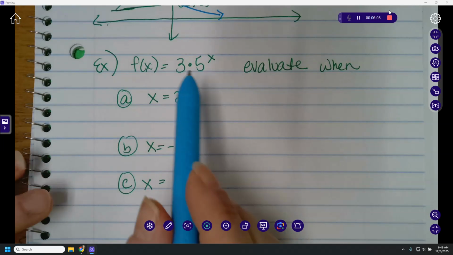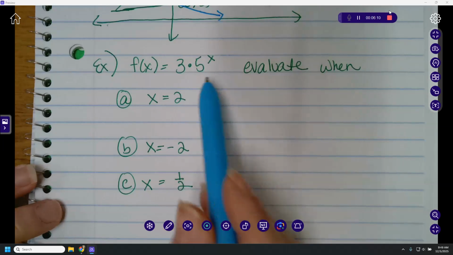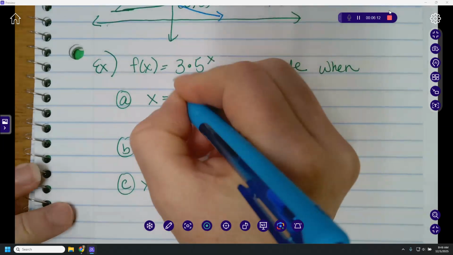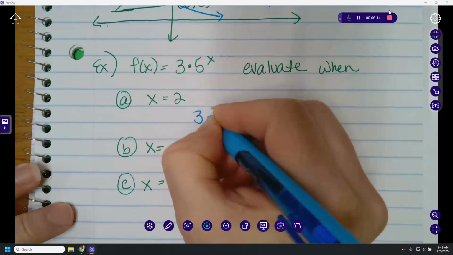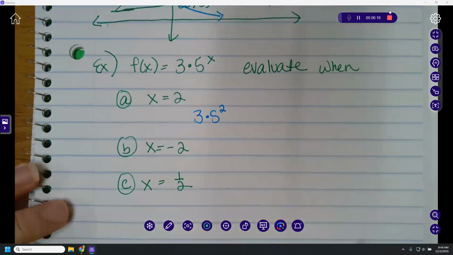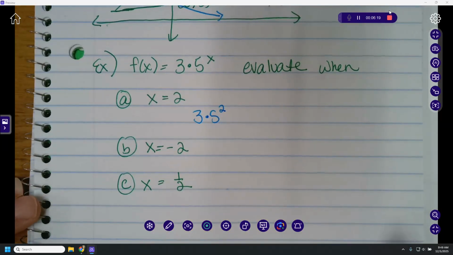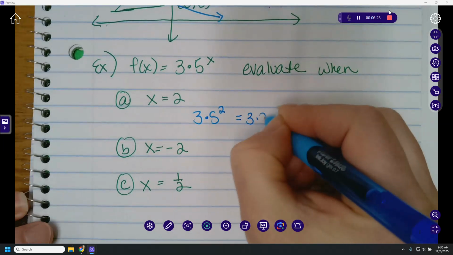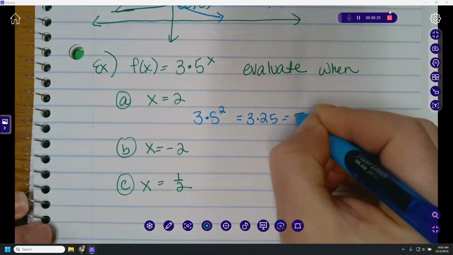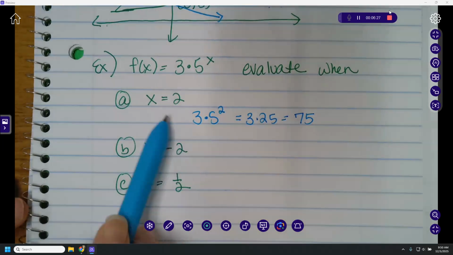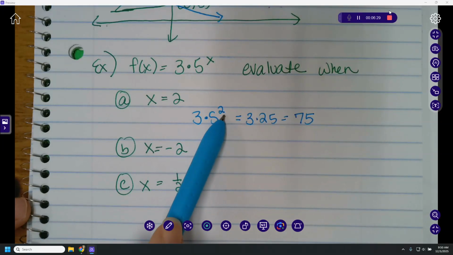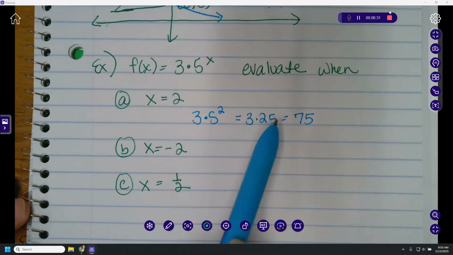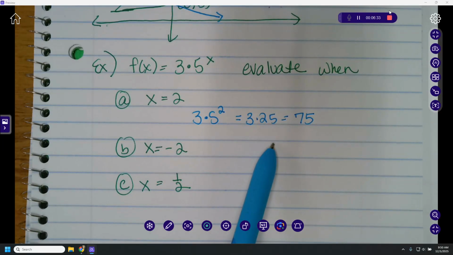All right, so for x equals 2, what I would just say is we plug the 2 in here. That would be 3 times 5 squared. What's 5 squared? So 3 times 25, so 75. Okay. This one, honestly, if you need to use a calculator because you're forgetting, that's fine. But I think all of us in pre-calculus can do 3 times 25. We just, sometimes we get too reliant on our calculators.